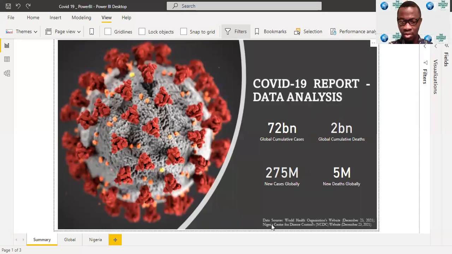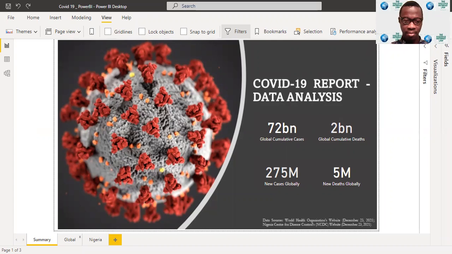As mentioned earlier, my data sources are the World Health Organization's website and the Nigerian Center for Disease Control's website. According to the World Health Organization, global cumulative COVID-19 cases is 72 billion. Global cumulative death, 2 billion. New cases globally, 275 million. And new deaths globally, 5 million.